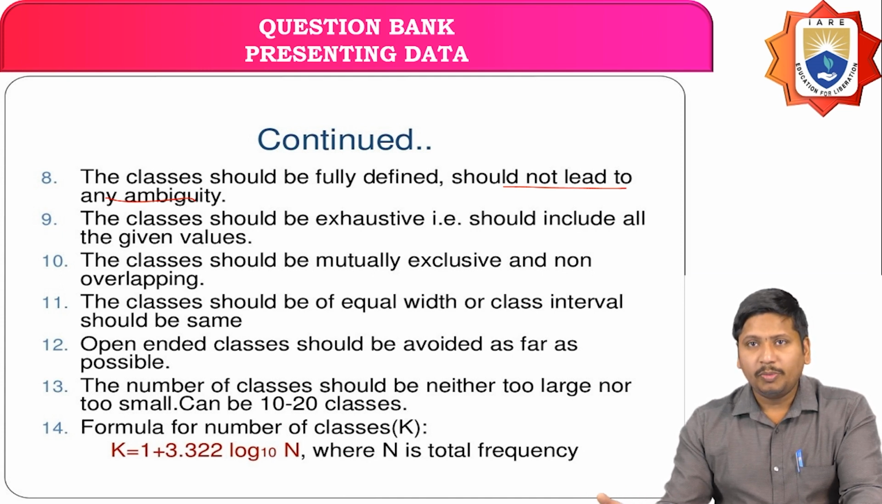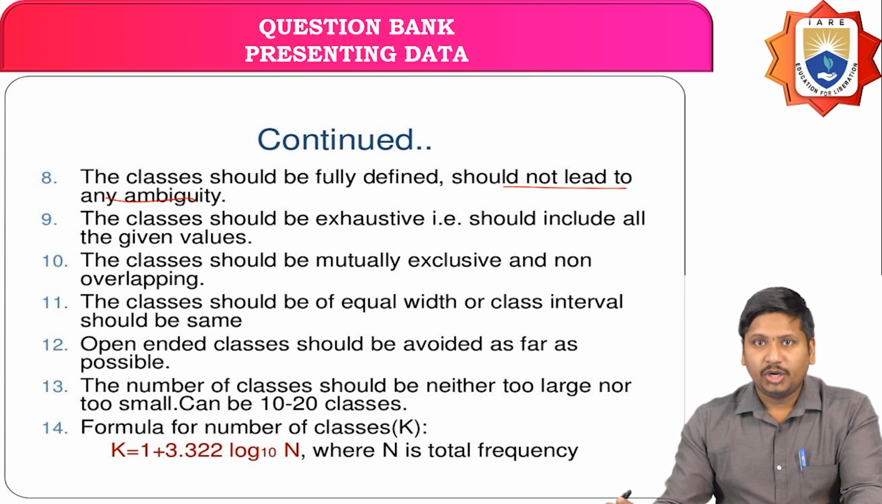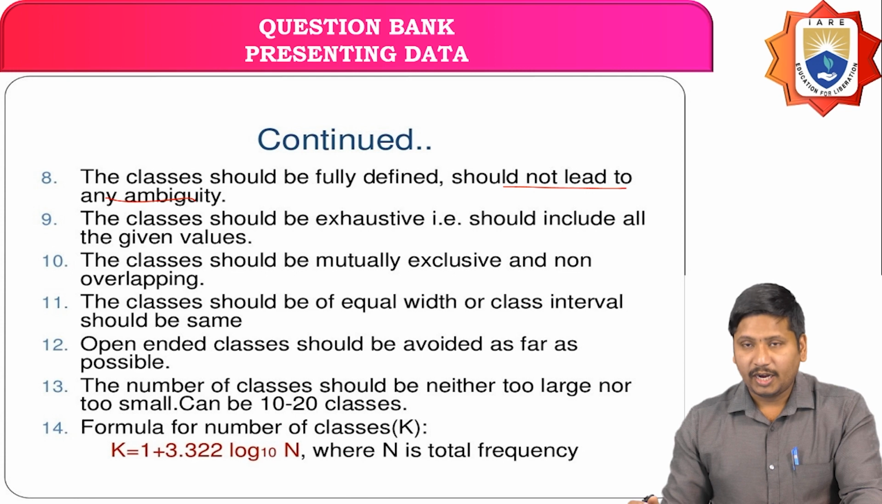Since so many classes are available for any kind of application, the classes we define should not lead to ambiguity, and the classes should be exhaustive. That means it should include all the given values, and the classes should be mutually exclusive and non-overlapping, and the classes should be of equal width, or the class interval should be the same, and open-ended classes should be avoided as far as possible, and the number of classes should be neither too large nor too small.